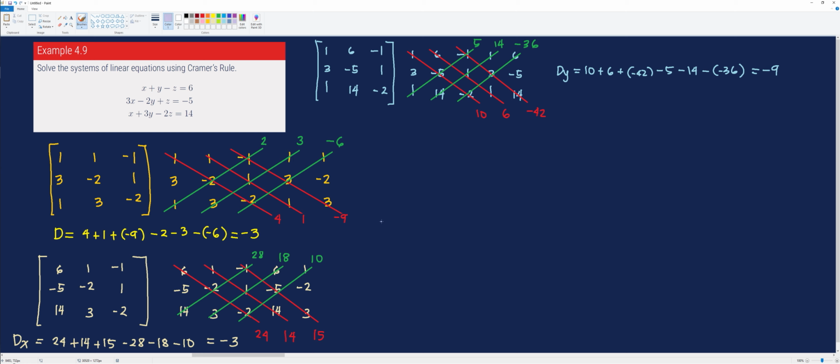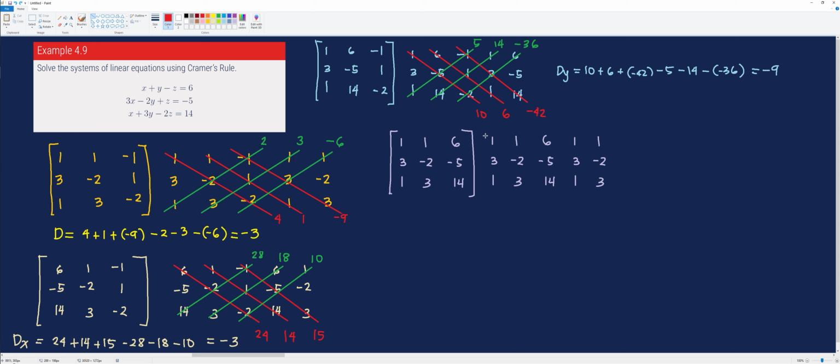Then we compute the determinant of Z, denoted by D sub Z, by creating a new matrix from the first matrix and replacing the third column, which is the coefficients of Z, by the coefficients of the system, giving us 1, 3, 1, 1, negative 2, 3, and 6, negative 5, and 14.